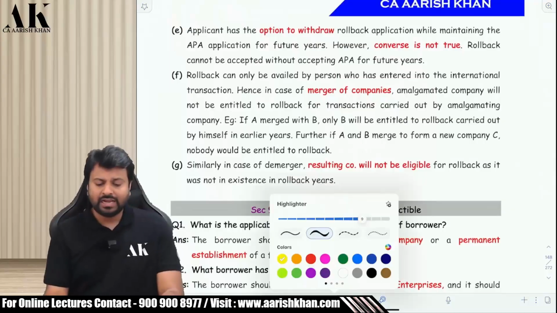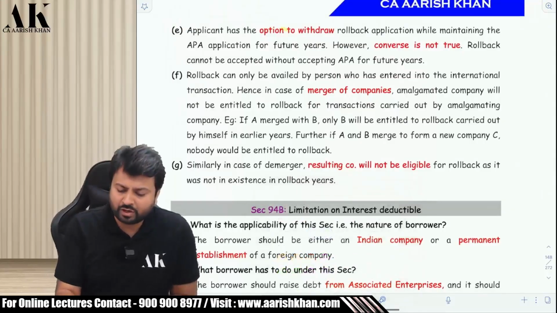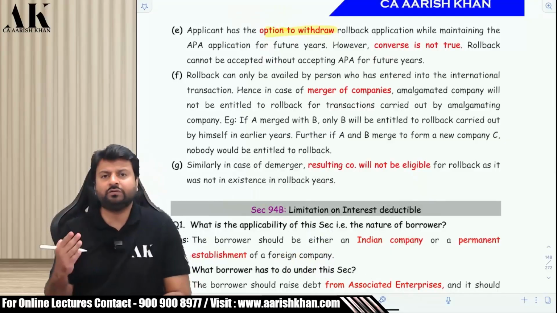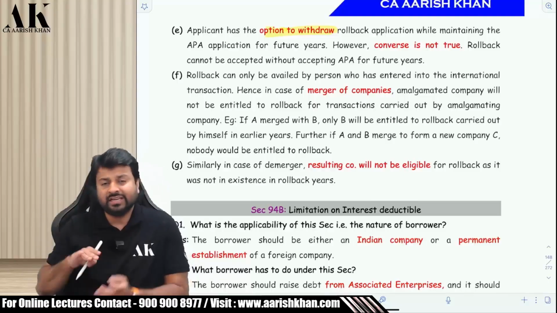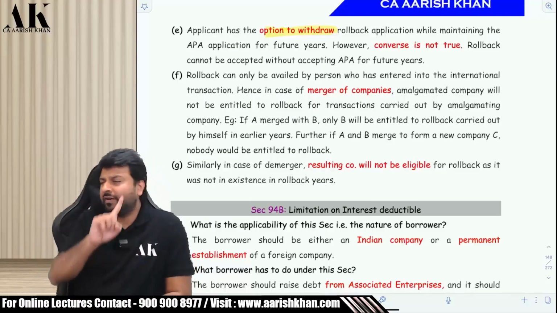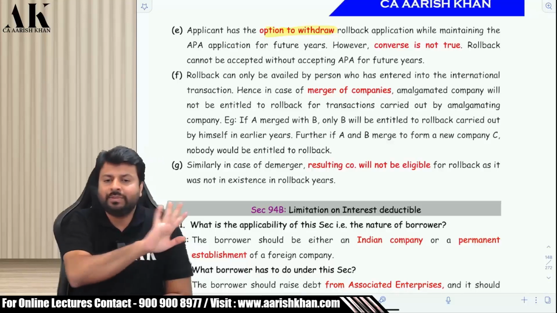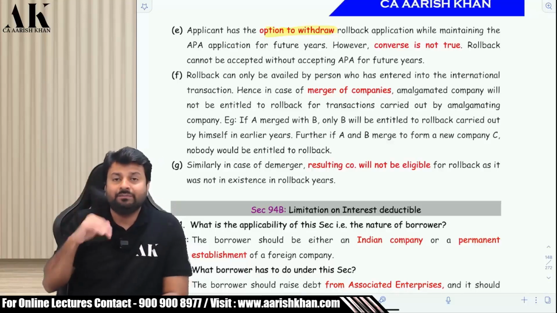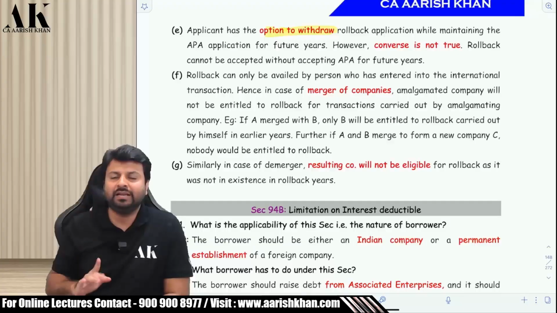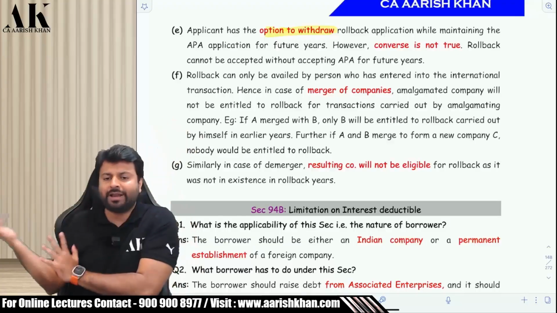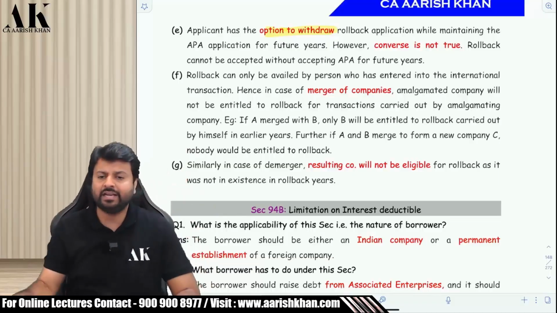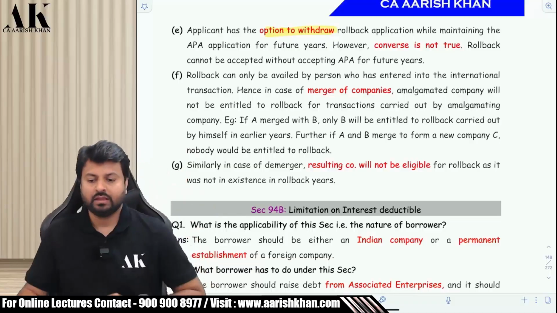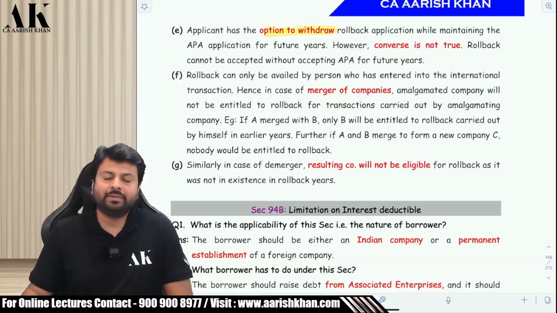Okay, now does the assessee have an option to withdraw the rollback application? Yes, the assessee has an option to withdraw the rollback application and can go only for future year. Thus the converse is possible. Can the assessee go for only rollback without future? Only rollback without future is not possible, but only future without rollback is possible. Future transactions you can go for and rollback you can withdraw, but if you want rollback and want to withdraw future, that is practically not possible. Check it please.